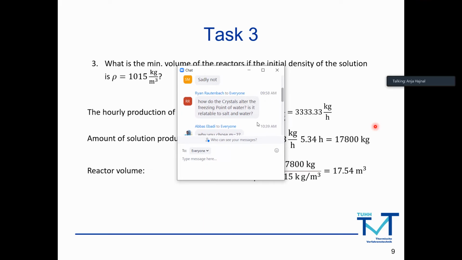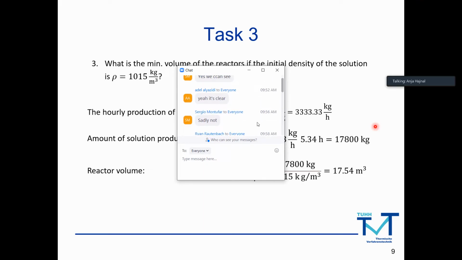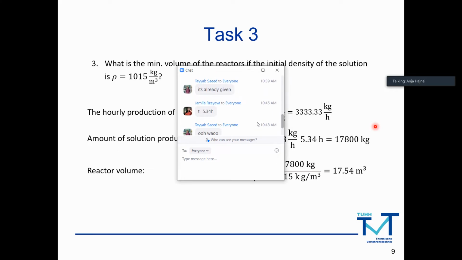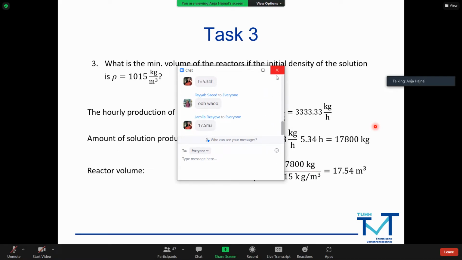All right, does somebody have questions regarding the crystallization? Because this is the last task in crystallization. We will go on now with adsorption.